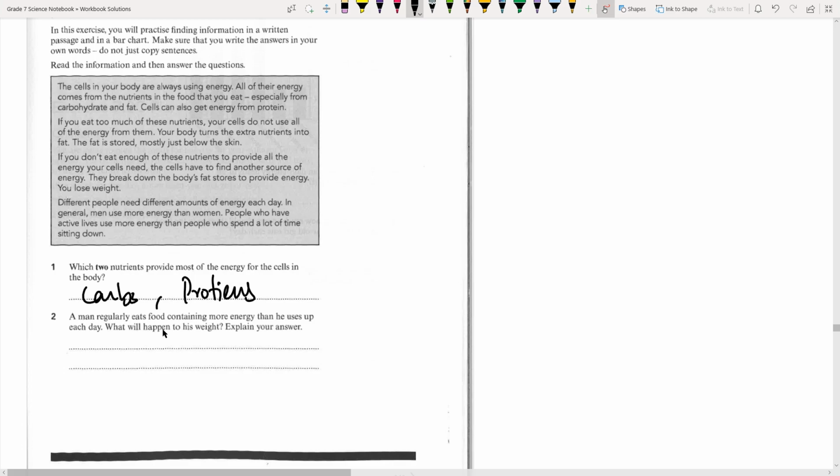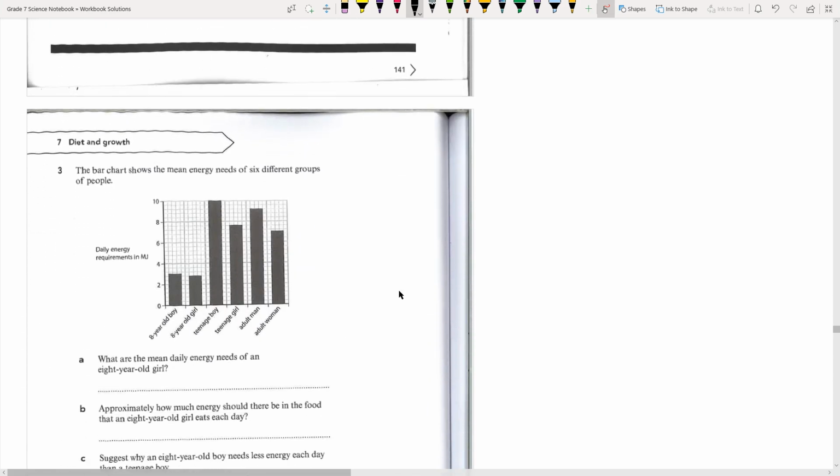A man regularly eats food containing more energy than he uses up each day. What will happen to his weight? He will gain more weight. Why? Because that extra amount of energy not used will be converted into fat and will be stored in the body, right?